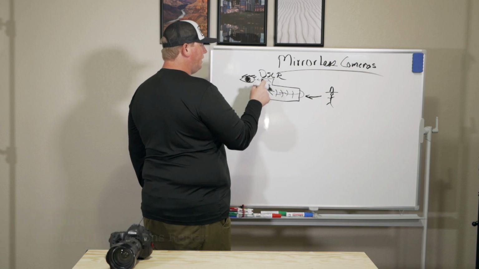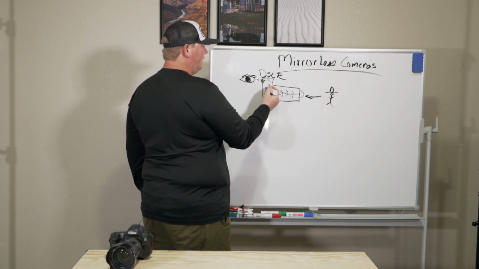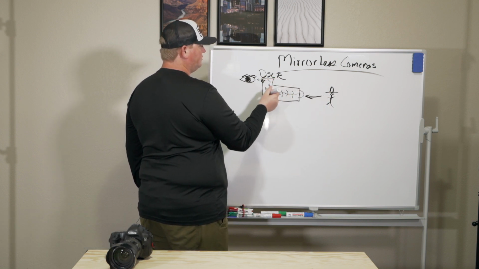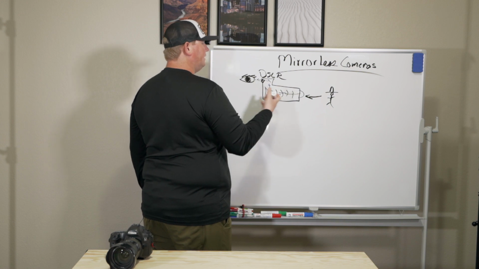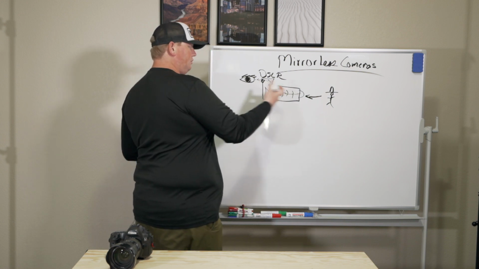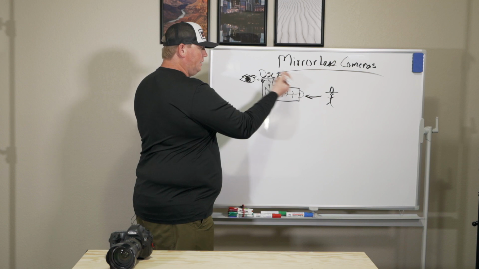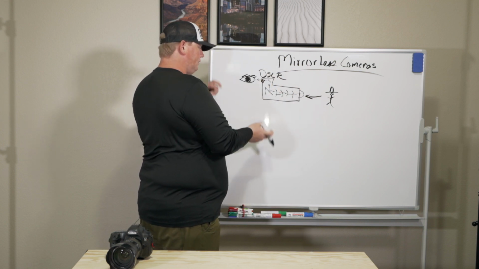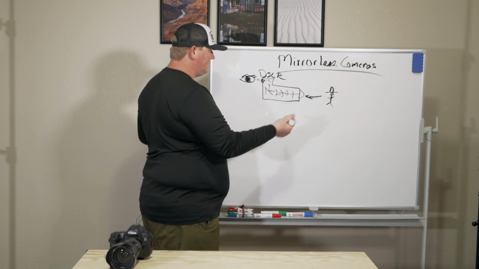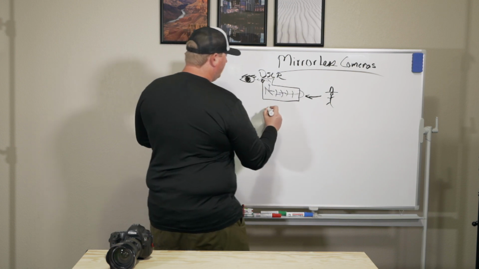When you press the shutter button, this mirror flips up, and then that light is exposed to the sensor, or the sensor is exposed to the light, and then it takes the picture. Your shutter comes down, all these things happen, you get a picture, right? That's what happens.